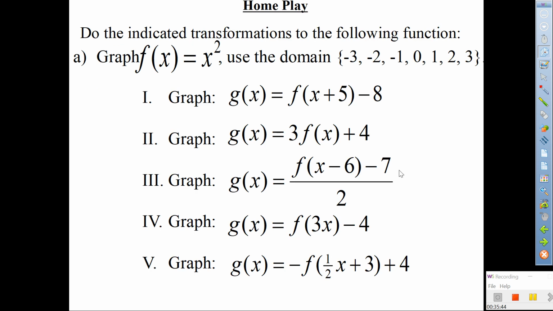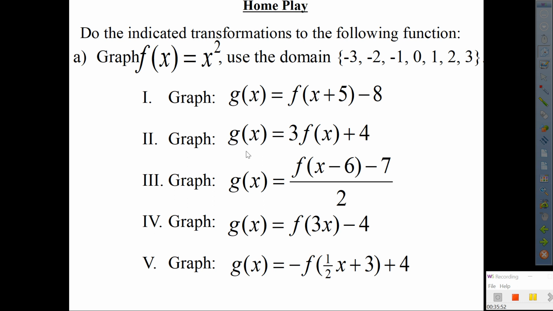Let's see. While you're packing up, here it goes. Look at this first one. Do you know how to graph f of x equals x squared? Yes. Do you know what to do with this one? Tell your neighbor what's going to happen to the original according to that. Yeah, Ricardo, what's going to happen here? 5 left and 8 down, that is correct.